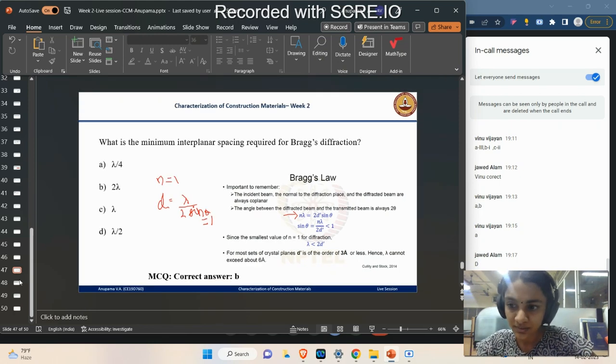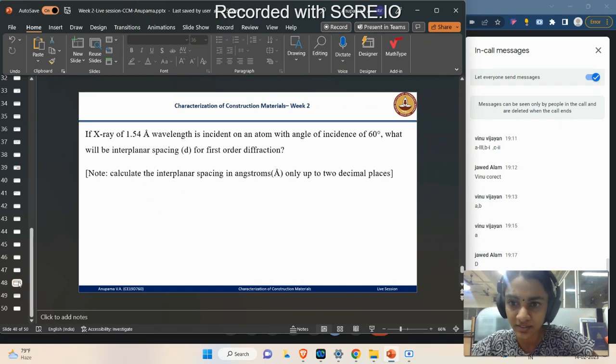Okay, so let's move to the last question for today. If an X-ray of 1.54 angstrom wavelength is incident on an atom with angle of incidence 60 degrees, what will be the interplanar spacing d for the first order reflection? So you just have to take what is given here. Lambda is 1.54, angle of incidence theta is 60 degrees, and d we need to find. And it says that it's a first order diffraction, so n equals 1.